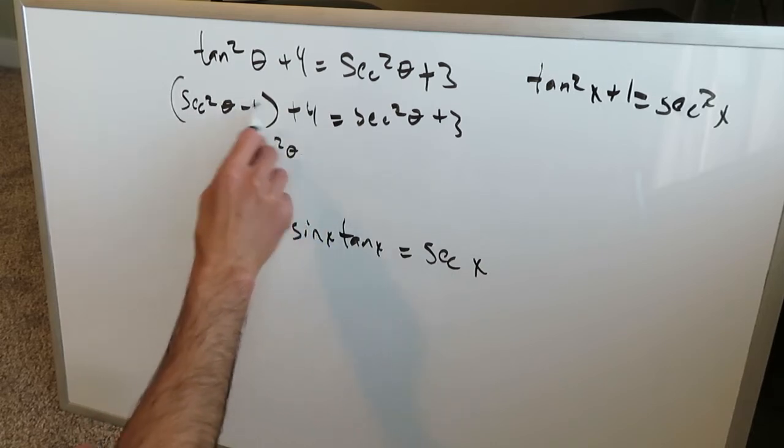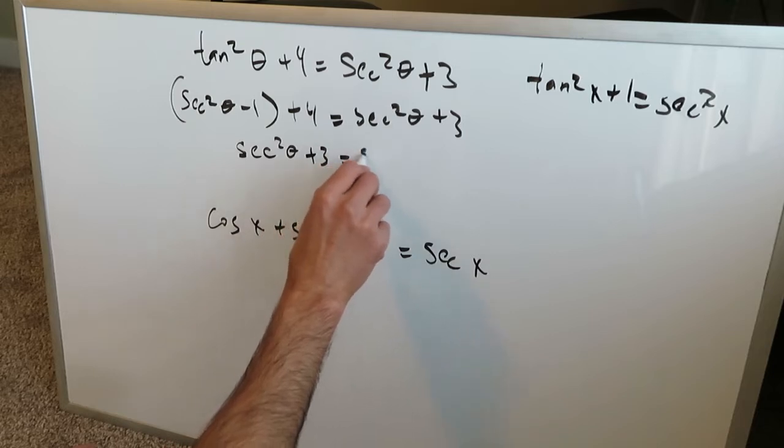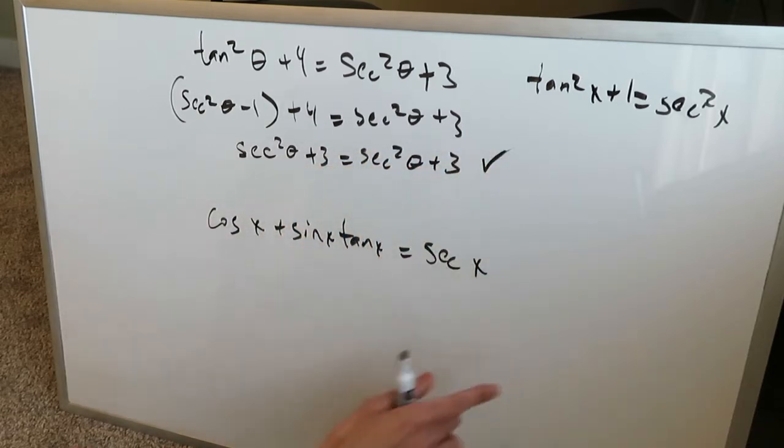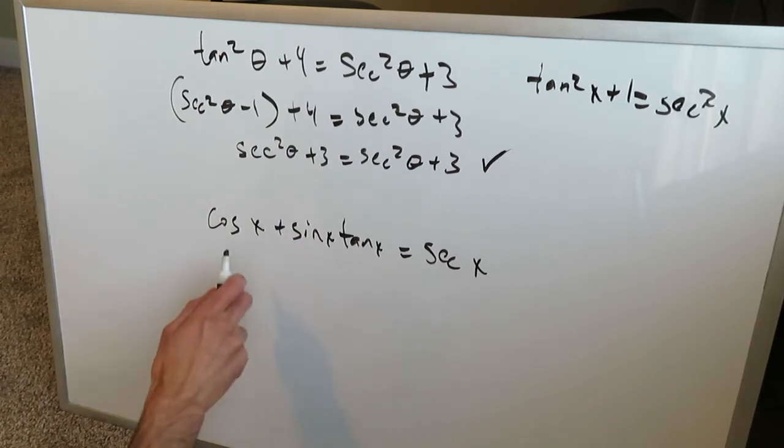Secant square theta minus 1 plus 4 is plus 3, which is equal to secant square theta plus 3. So the top one is done. Now for the bottom one, it's not hard. You just have to condense this part right here.